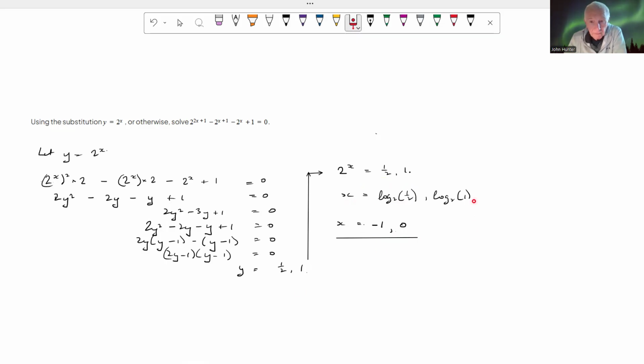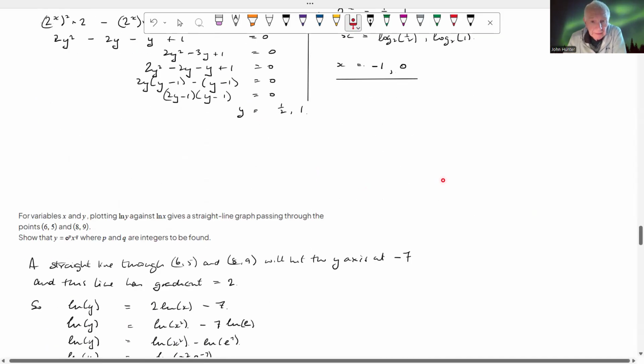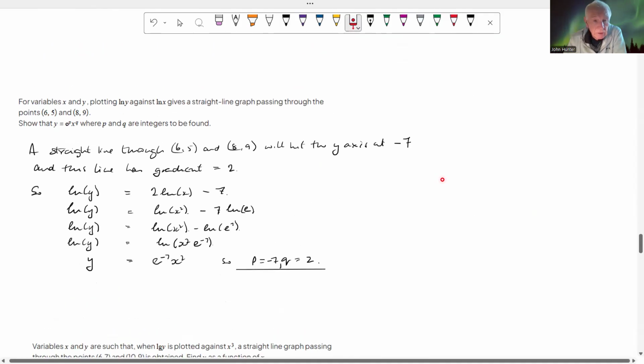So that is that. And that's something that crops up quite often: quadratics in something which isn't just an algebraic value, and very often either an exponential, 2 to the power of x, or maybe a logarithm. They both come up.